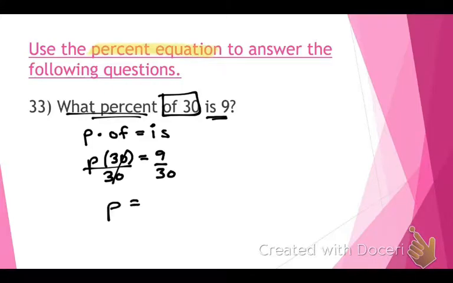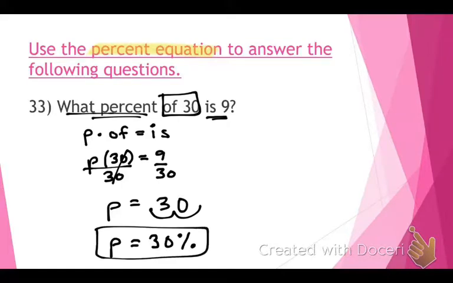Ashley, what is 9 divided by 30? Okay, 0.3. Now, I want this to be as a percent. Did that come out as a percent, guys? Nope. How do I turn 0.3 into a percent? Move it twice. So what's my answer? P equals 30%. And if you go back to your original problem, it asks what percent of 30 is 9. Then I can see my answer came out as a percent.